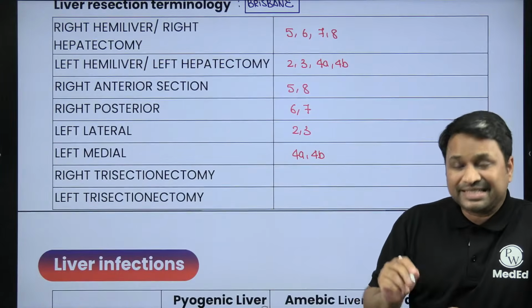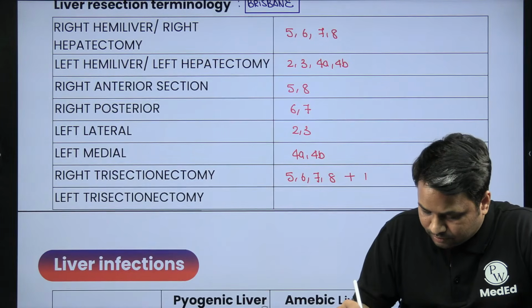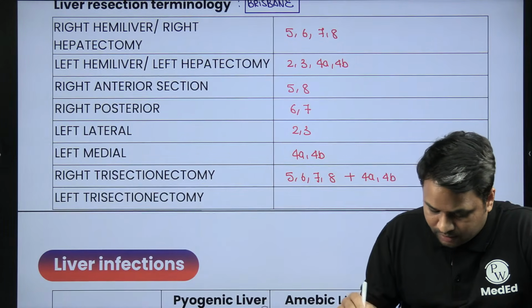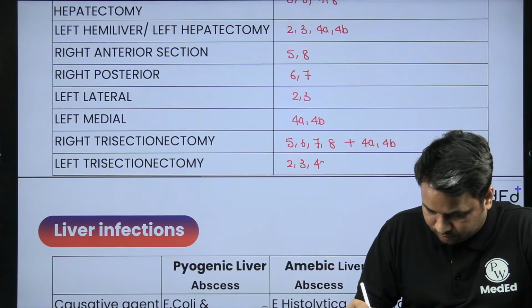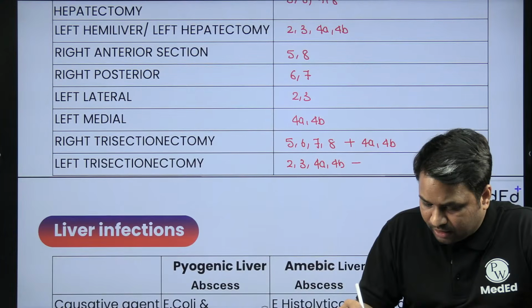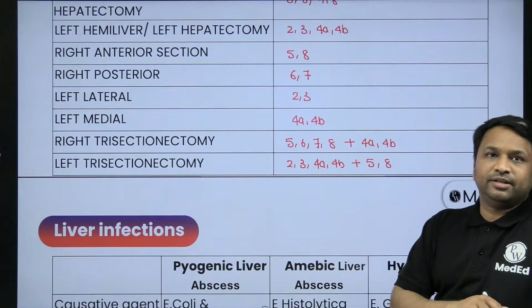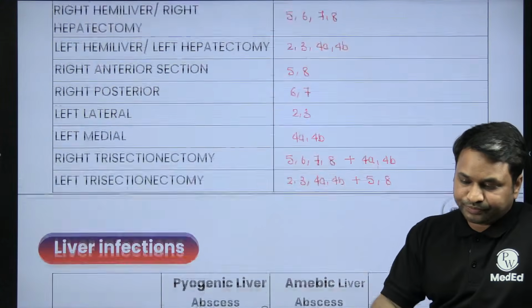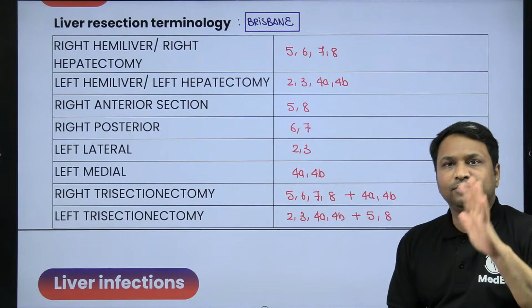When you do 3 segments from the right side, that is going to be 5, 6, 7 and 8 plus 4A, 4B. Left trisectionectomy will be 2, 3, 4A, 4B with segment 5 and 8. This is a left trisectionectomy. Brisbane's terminology has been your previous exam question.